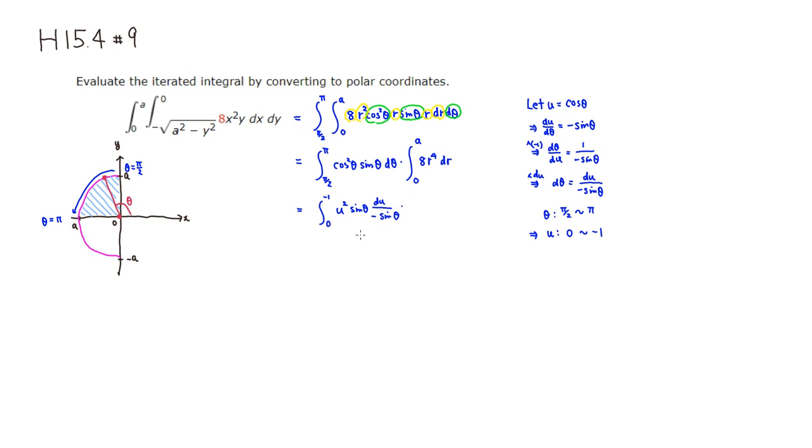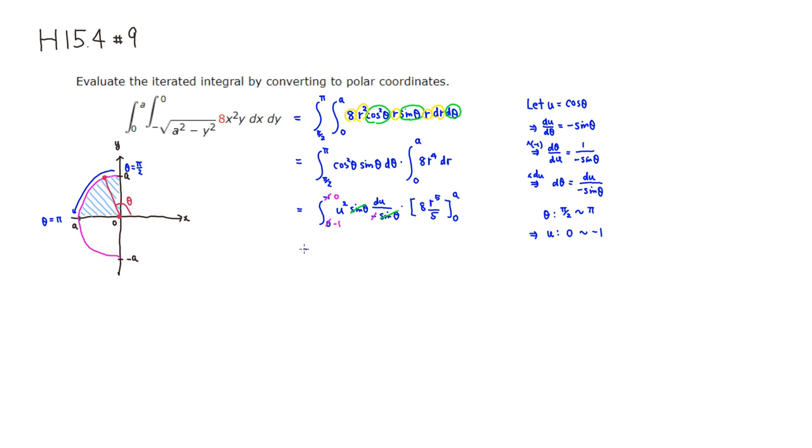So you have 8 times the antiderivative, which is r to the 5th over 5, going from 0 to a. Then we can cancel sine of theta and the sine of theta there. I'm going to use this negative sign to switch the lower limit and the upper limit, so we go from negative 1 to 0.